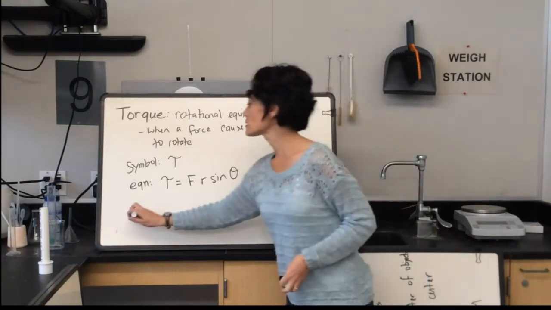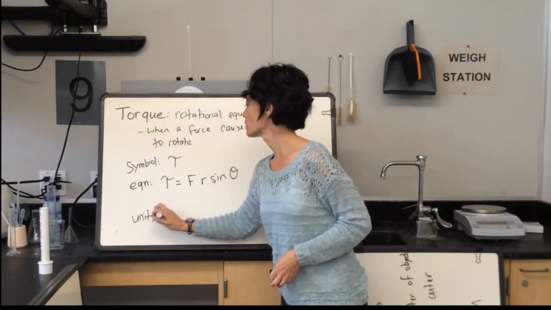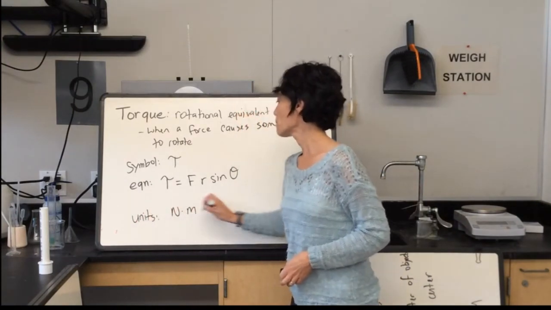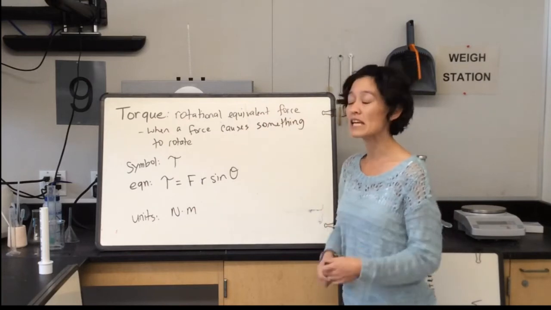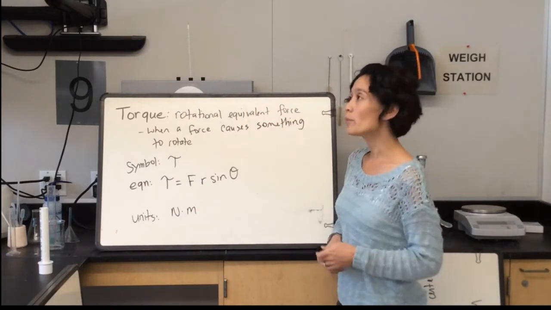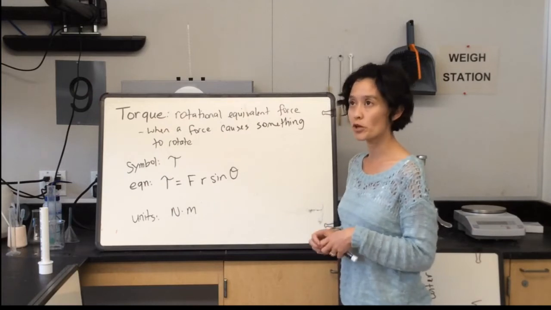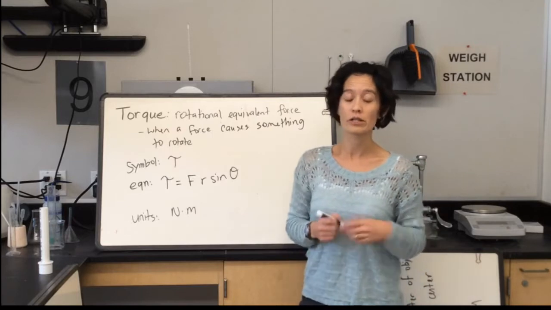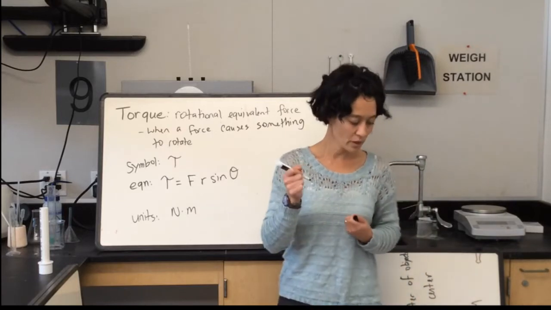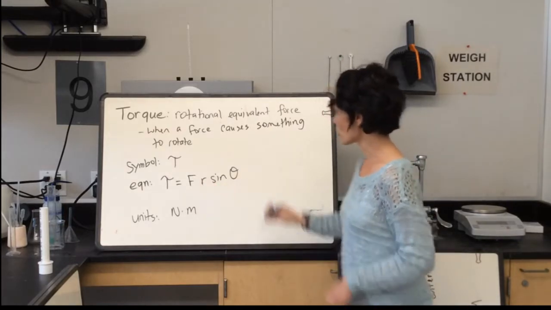And the units are Newton meters. Technically, it has the same units as a joule, but again, because we're looking at the fact that it's a cross product value and it has a direction, we are going to find it as a Newton meter, not necessarily a joule. Let's talk about what these things are.